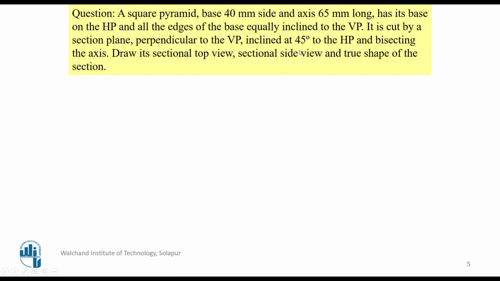So inclined to HP means you are going to consider it as above the XY line. And one more thing, you are expected to give one position, which is given here as bisecting the axis. Bisecting the axis means the axis given as 65 millimeter, you consider half of that, and this 45 degree line has to pass through that center. Draw the sectional top view, sectional side view and true shape of the section.